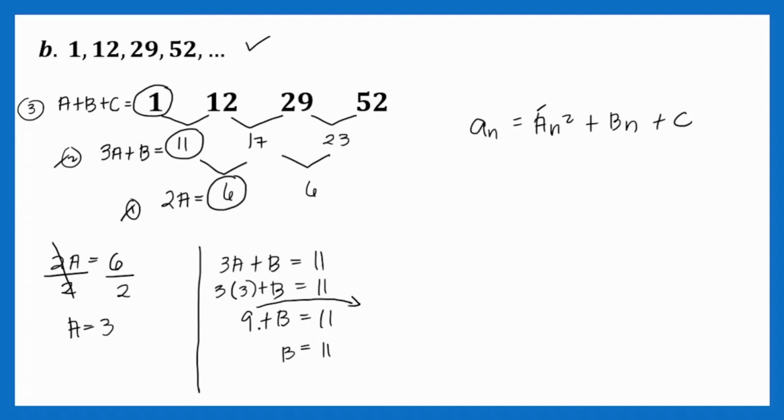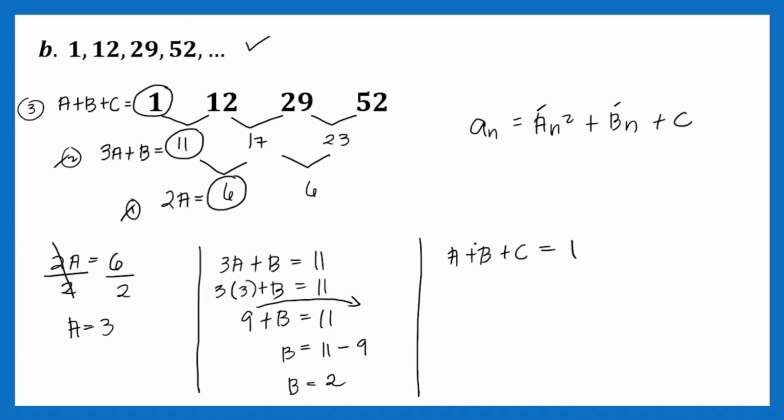Yung 9 ay positive. What will happen kapag nilipat? Magiging negative. Alright. What is 11 minus 9? 2. Tama? Alright. So, that's it. So, we're done with B. Isa na lang. Isa na lang, tagumpay na tayo. A plus B plus C is equal to what? 1. Very good. Okay. Then, nasolve na natin si A, nasolve na natin si B.